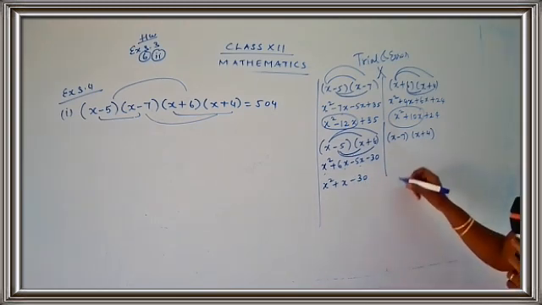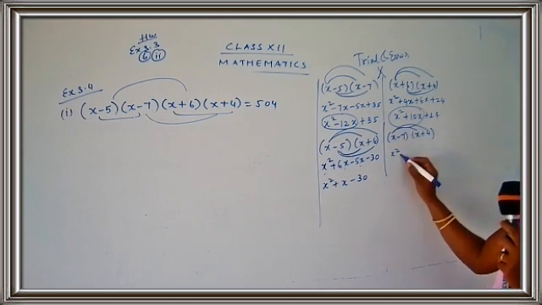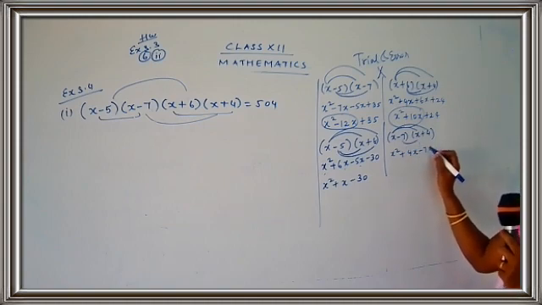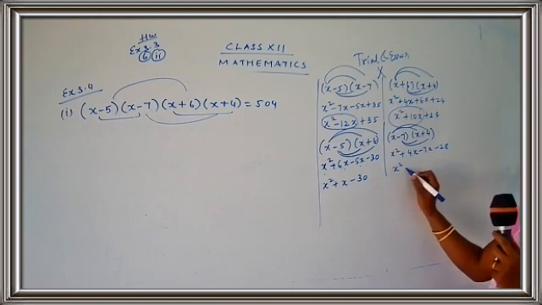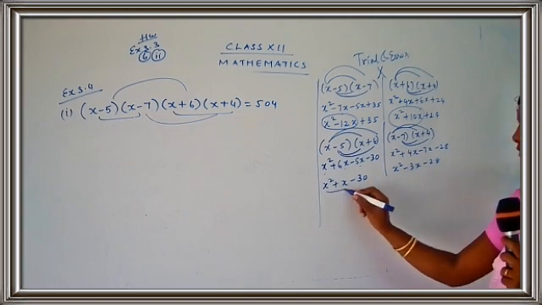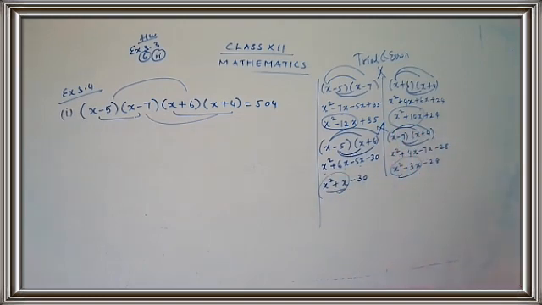Okay, let me go over here. x into x, x square; x into 4, 4x; minus 7x, minus 28. So x square minus 3x minus 28. Again, I don't get equal terms, so this combination is also a failure. The first combination was a failure, the second combination was a failure. Now let us go for the third combination. You have to go on checking until you get a correct answer.